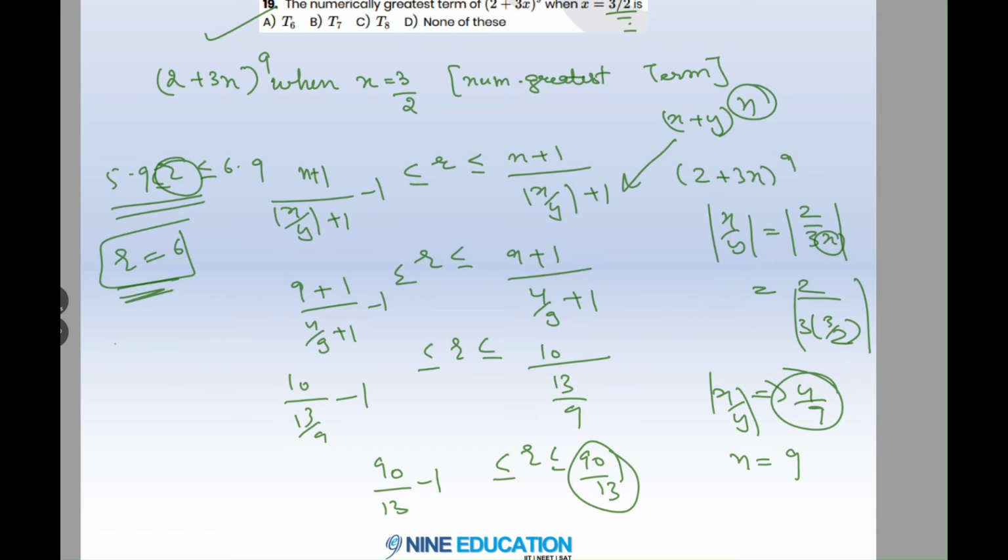Now, when r is 6, the term will be T of r plus 1. So r plus 1 means 7th term is greatest. So 7th term, B option is correct.